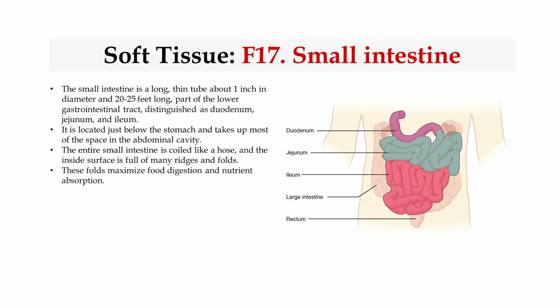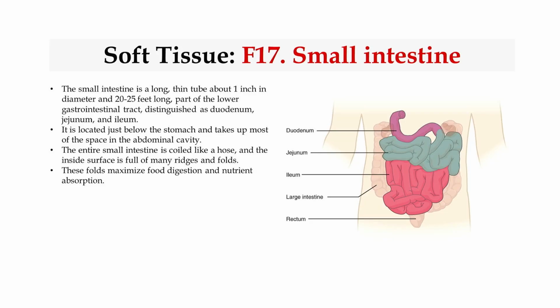So part of the lower gastrointestinal tract, this small intestine is distinguished as duodenum, jejunum, and ileum. These are the 3 different segments of the small intestine, right? It is located just below the stomach and takes up most of the space in the abdominal cavity. Quite intuitive, because it's quite a good bit of length, right? You're talking about 25 feet that has to be coiled very properly and nicely to be packed within the stomach, right? So this takes up the maximum space.